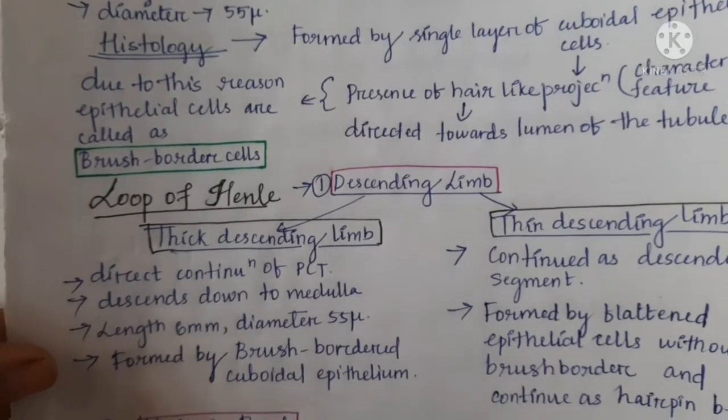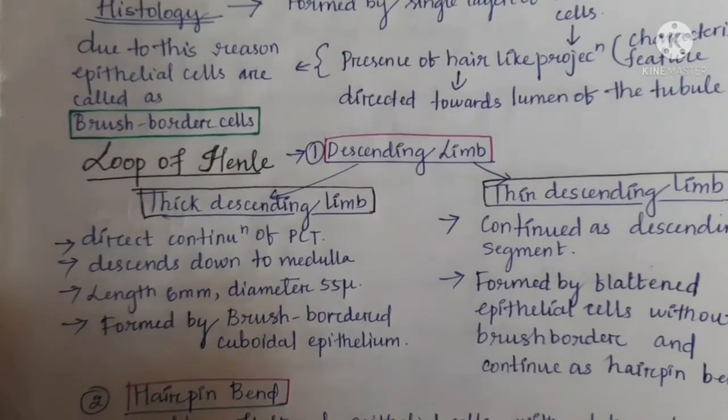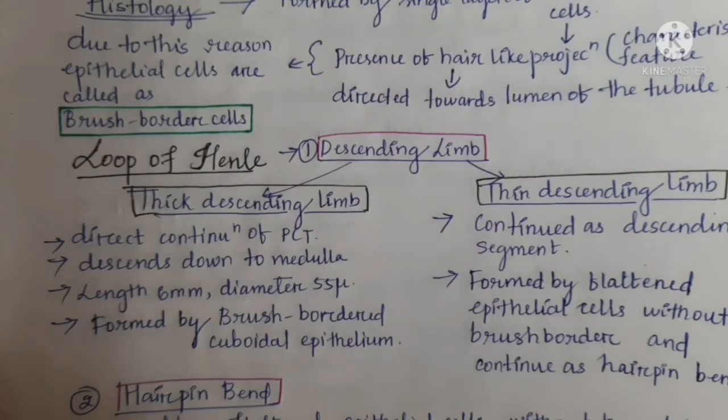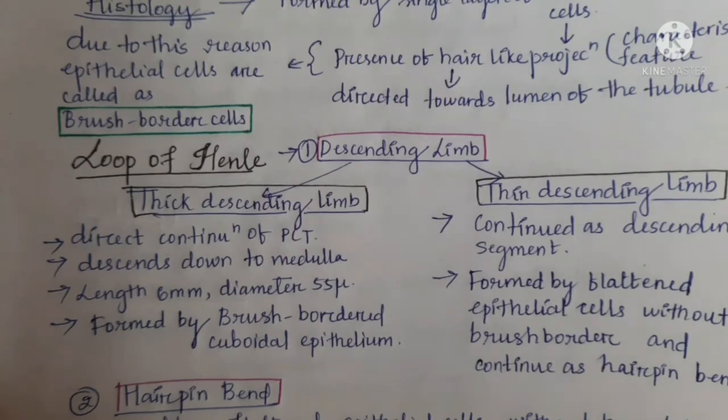Then we come to the loop of Henle. The loop of Henle has a descending limb, a hairpin bend, and an ascending limb. The descending limb is again divided into two parts: the thick descending limb and the thin descending limb. The thick descending limb is the direct continuation of the PCT. Then it descends down to the medulla, and it is formed by brush border cuboidal epithelial cells.